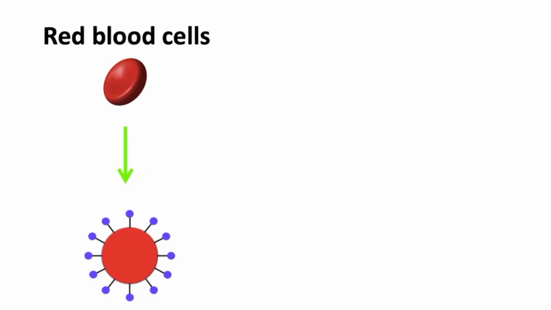Red blood cells are also known as erythrocytes. They have proteins on the cell membrane. These are called antigens. These antigens are markers on the cells which allow them to be identified by white blood cells. So the white blood cells can identify these red blood cells as being part of the body's cells.